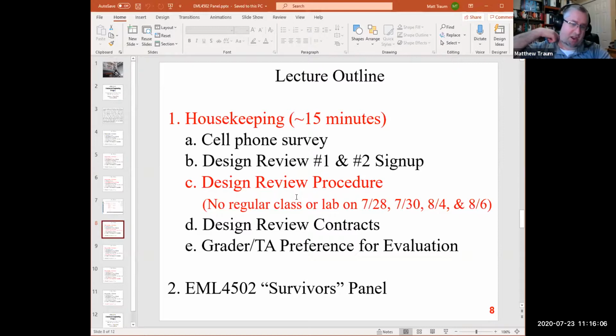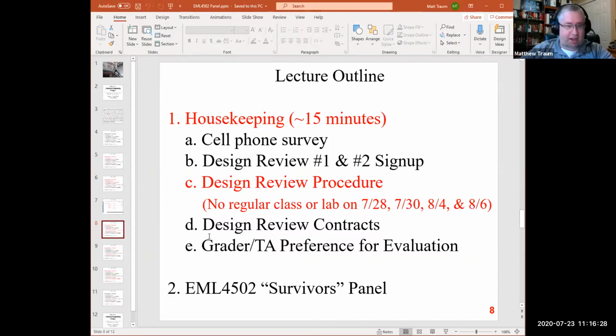So with the exception of coming to the design reviews, which you'll sign up for, you guys are off the hook for the next 2 weeks in terms of having a formal class meeting. We'll still hold office hours and be available by appointment, but there won't be any formal class meetings for those 4 days, so that we can concentrate on the design reviews.